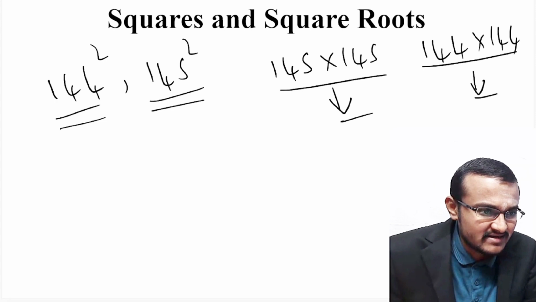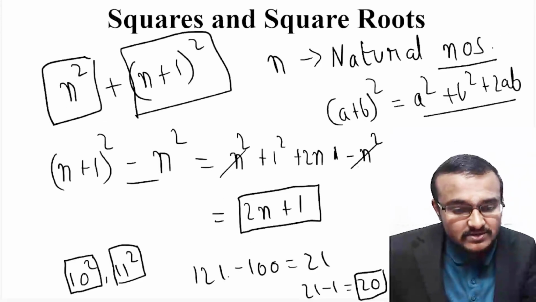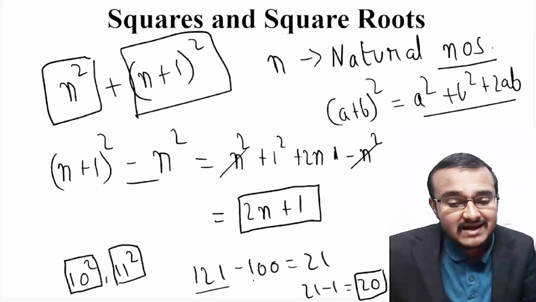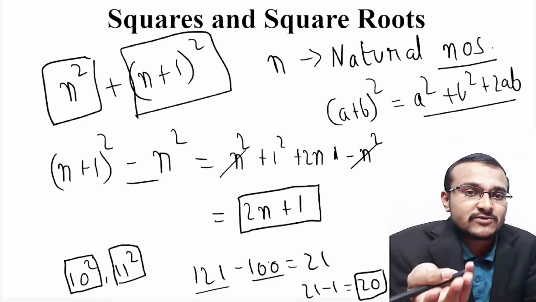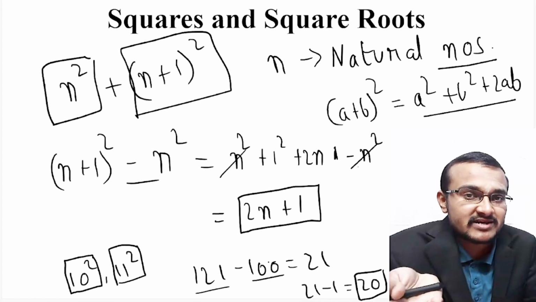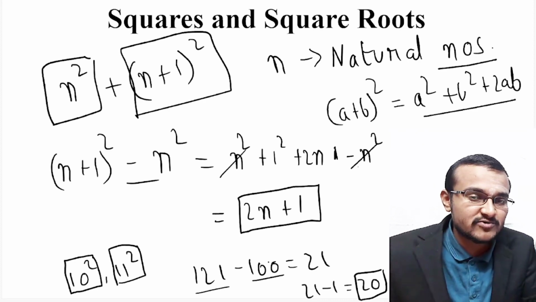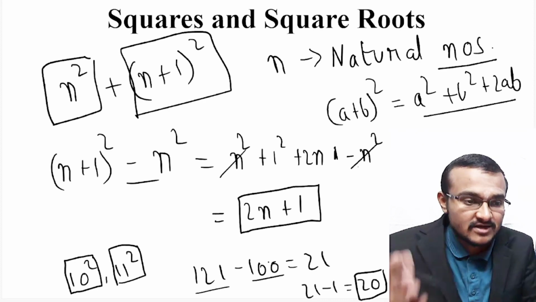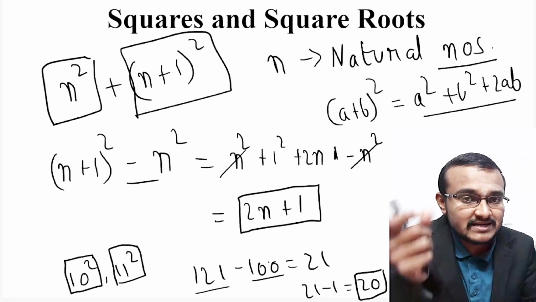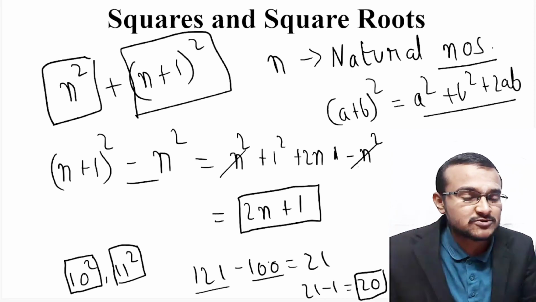Similarly, what you've done here, like you did 11 square and 10 square, like 121 and 100. So you just subtracted 121 with 100, that is 11 square minus 10 square. So you got 21 as the answer. You just subtracted 1 from 21 and you got 20 as the answer. So 20 numbers are there in between 10 square and 11 square.